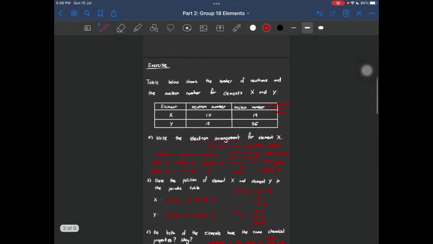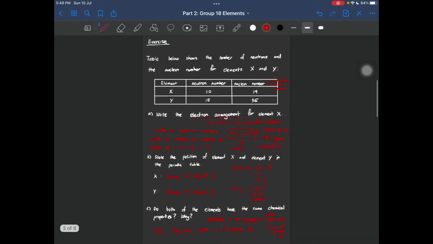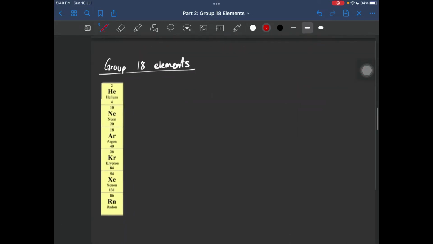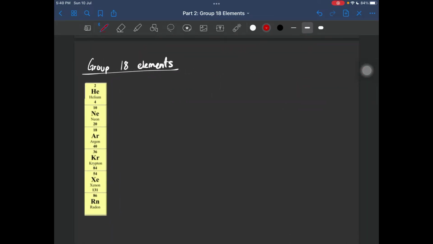Right, so now that we have gone through a short recap session and we've also attempted a few questions, now we'll be looking at the actual focus of today's topic, which is the group 18 elements.